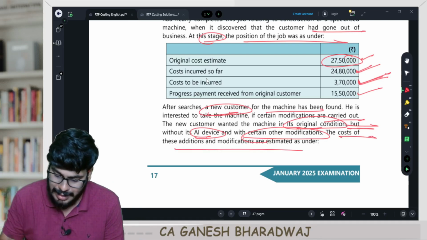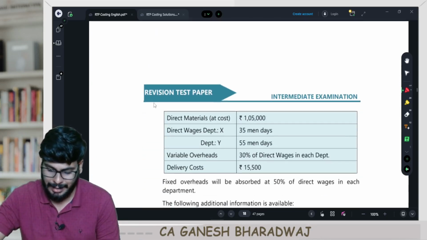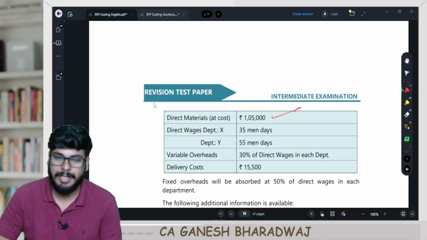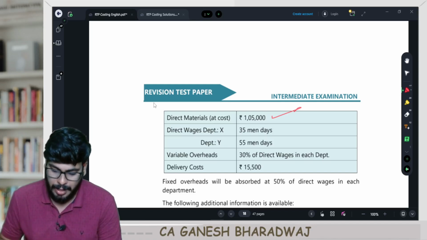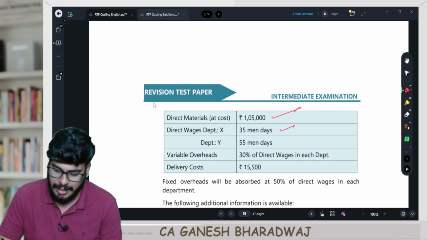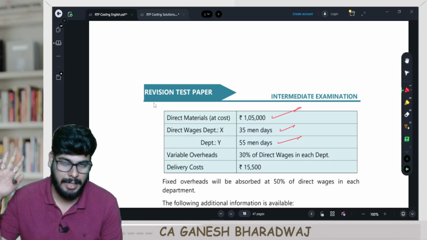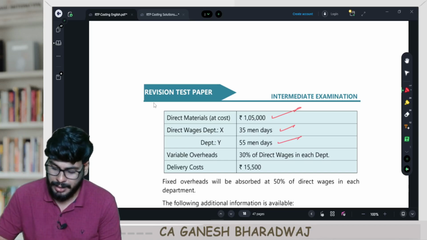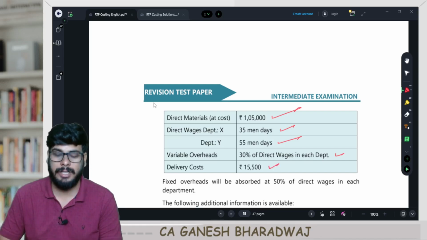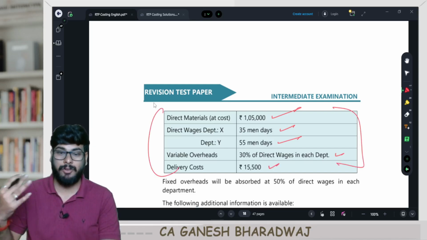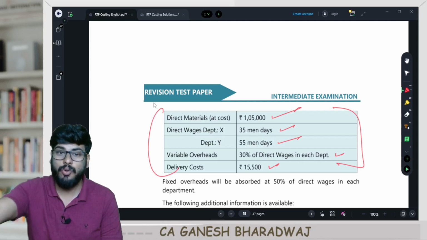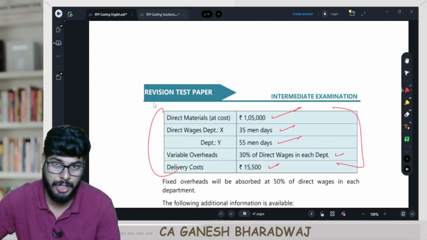The costs of these additions and modifications are estimated as under. First, direct materials at cost, it's given as 1,05,000, right? Now, direct wages in department X 35 men days, department Y 55 men days. Are you clear with this? Variable overheads 30% of the direct wages in each department. Delivery cost 15,500. These are the costs I will have to incur for this new guy who is ready to accept this machine with some modification. Are you clear with this?